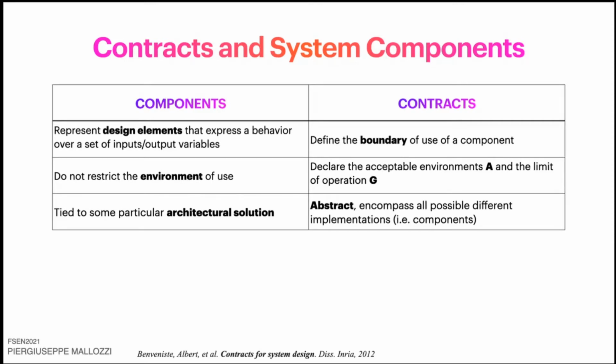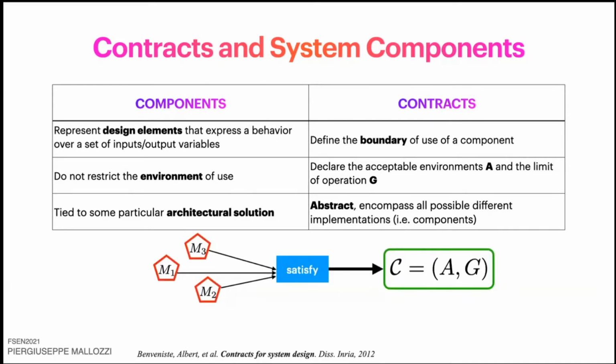The components, we said, are more an implementation, an architectural solution, while the contracts are on purpose abstract in order to encompass all possible different implementations. So how do we formally establish the satisfaction of a component with respect to a contract?